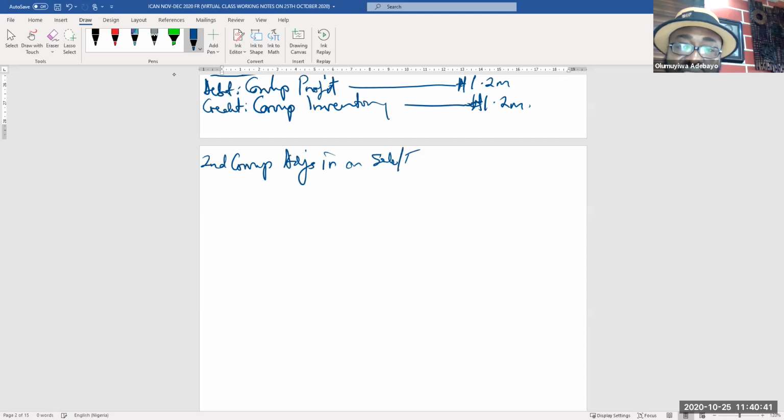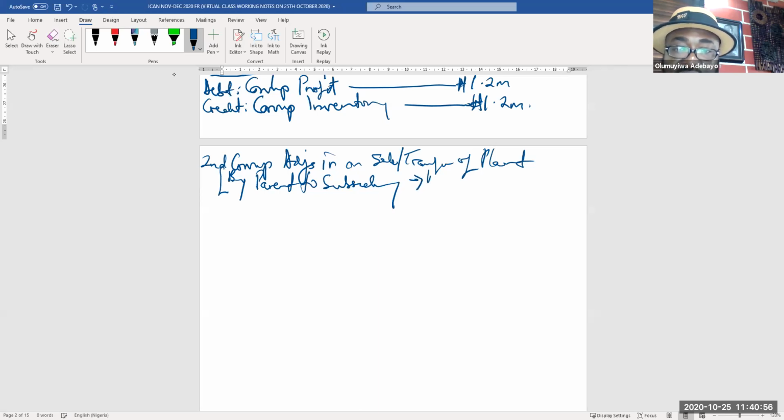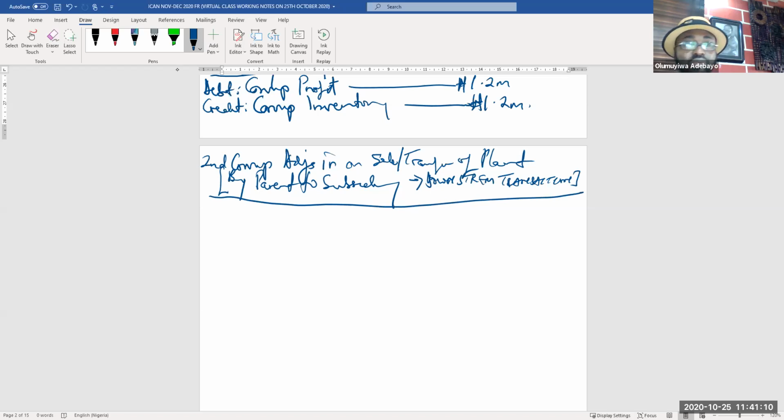Sale or transfer of what? Plants. By who? By parent to subsidiary. And if it is by parent to subsidiary, we still call it what? A downstream transaction. Take note of that. Now, let's go back to the question.